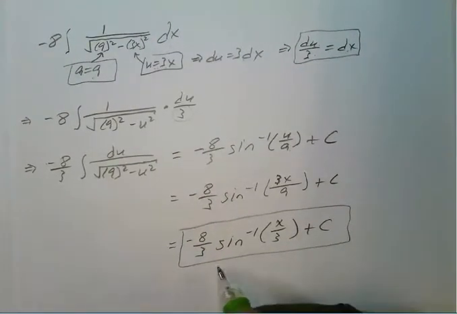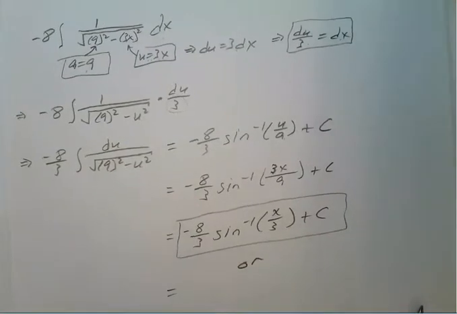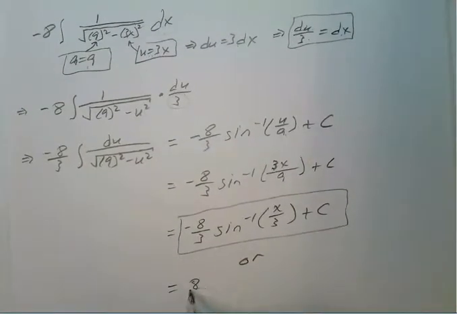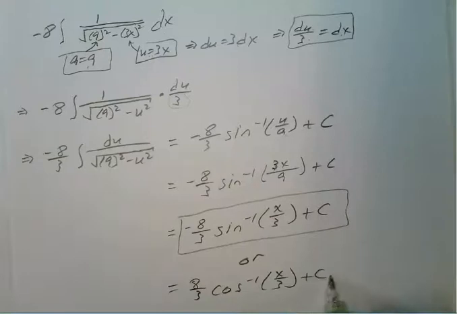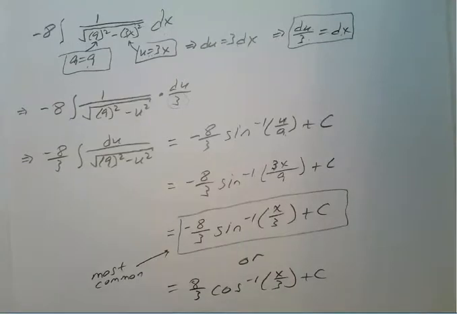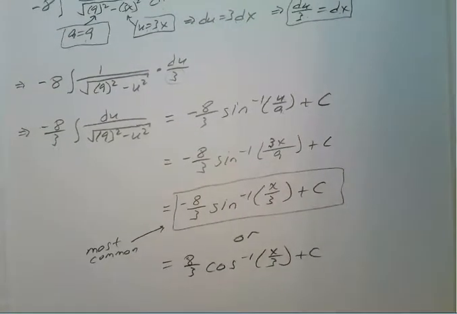Okay. Again, this is the most common. Or you can change the sign, make it 8 over 3 cosine inverse of x over 3 plus c. And again, this is the most common. Not the only, but it is the most common.